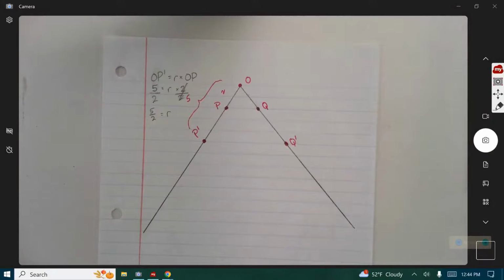Determine the scale factor of the dilation that maps Q to Q prime. Show your work in the right-hand corner.